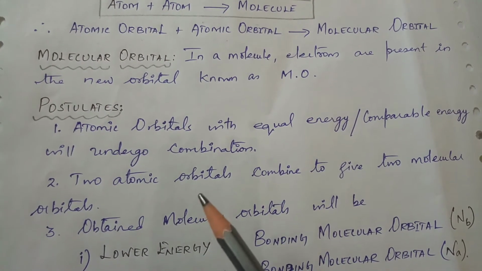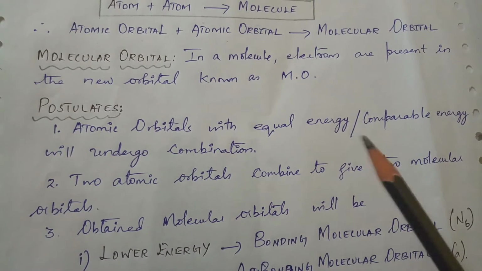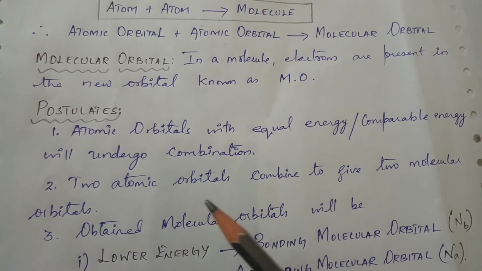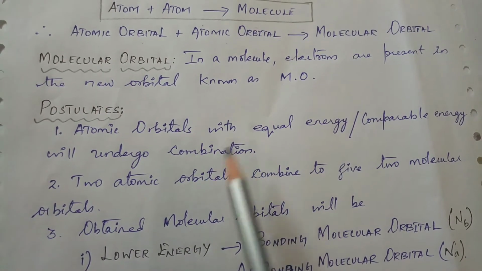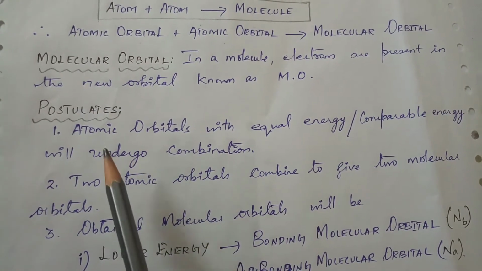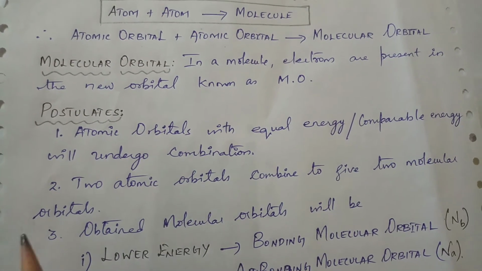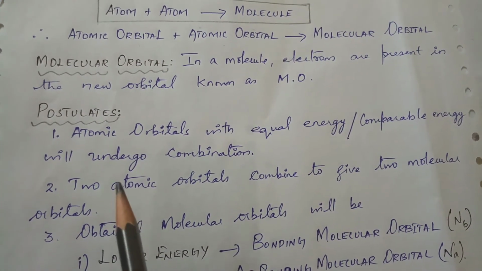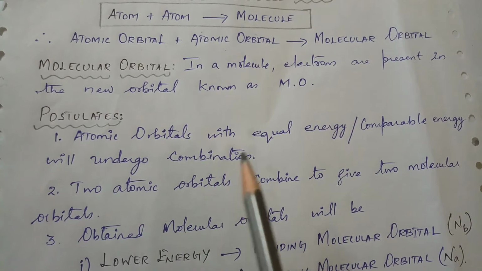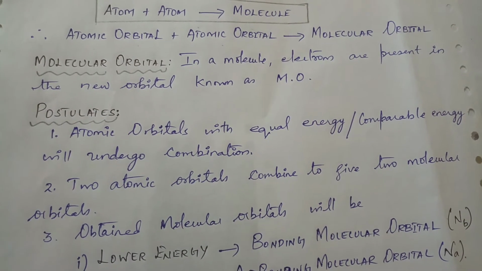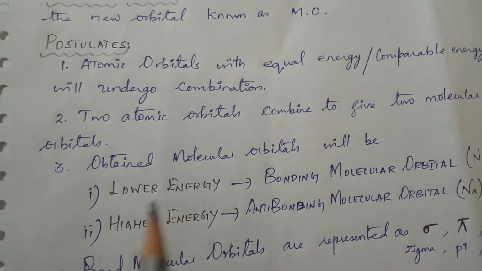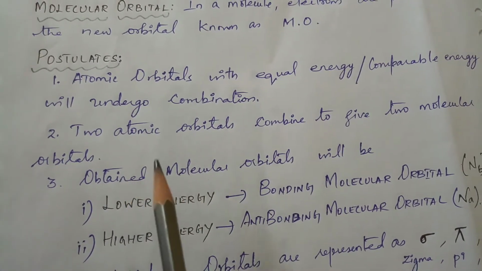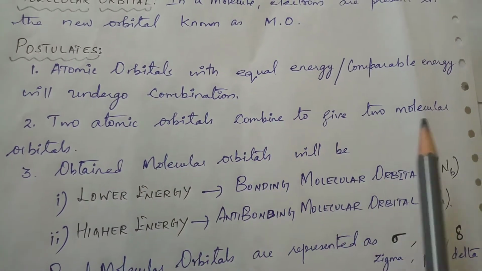What we can expect is, how about the shape of the molecular orbitals? The shape of the molecular orbitals will be determined by the combination of atomic orbitals. That means whatever shape the atomic orbital has, the same shape will be expected for the molecular orbital also, right? Then the second postulate: when two atomic orbitals combine we get two molecular orbitals.